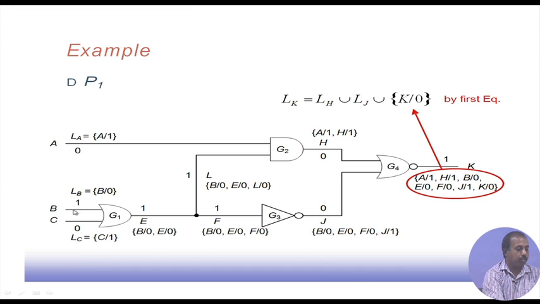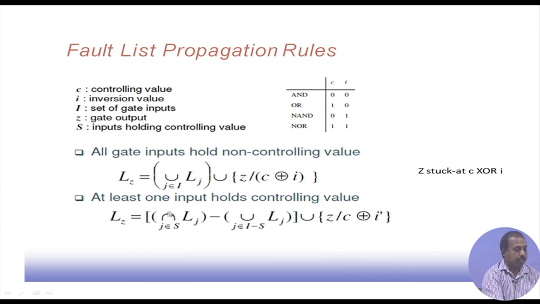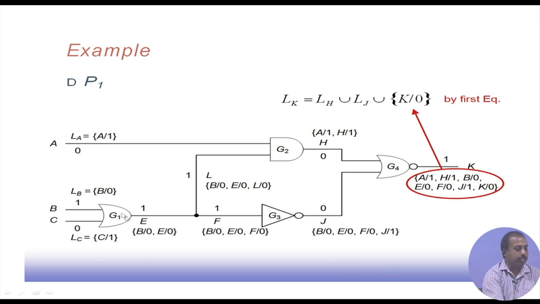B stuck at 0 is coming from this controlling input. There is only one controlling input. If we look into this formula, it is an intersection of the controlling inputs, which is only one, so this is B stuck at 0. Then we have this minus this. There is nothing coming from that second part, and then this E stuck at 0, because E is becoming 1 in the fault free circuit. So, E stuck at 0 becomes the fault associated with line E.